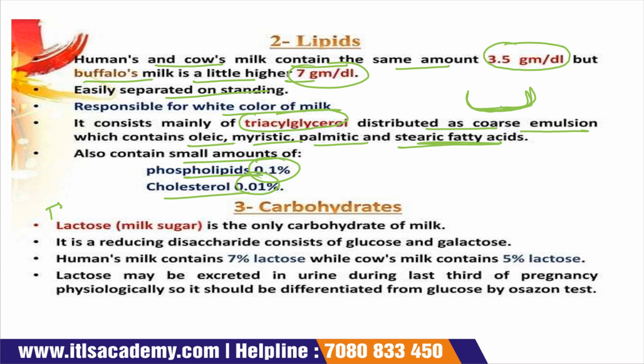That's why some people who lack lactase cannot digest milk. Lactose is a reducing disaccharide, which consists of glucose and galactose. Human milk contains 7% of lactose, and cow milk contains 5% of lactose. This lactose may be secreted in urine during the last third of pregnancy, which is physiological, so it should be differentiated from glucose by an osazone test.